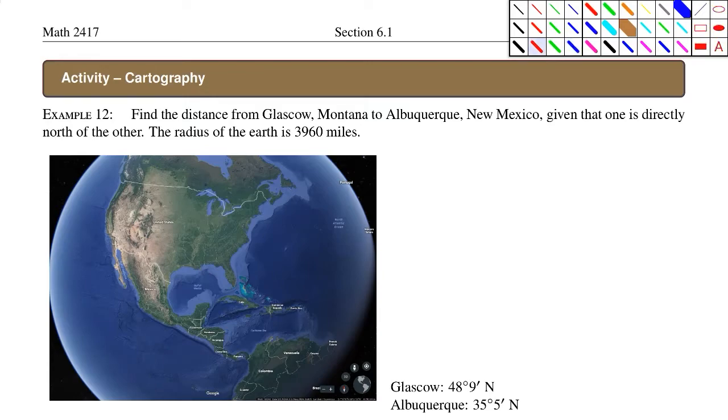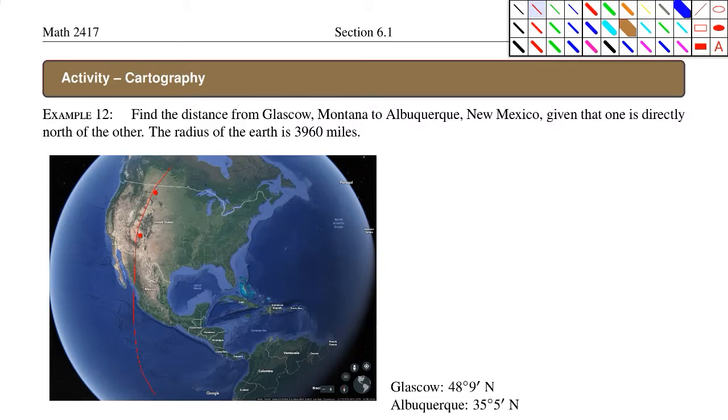All right, well, let's put in our cities here. So Albuquerque is about right here. Let's see if that shows up here. Here we go. And let's just say that Glasgow, Montana is about right here. Now, the problem says that they are directly north of each other, which means they lie on the same line of longitude.